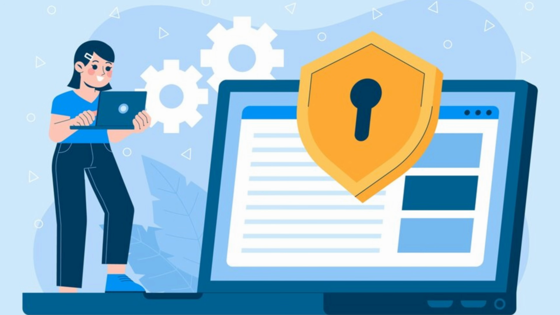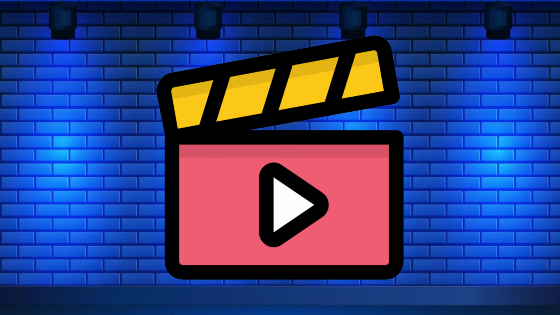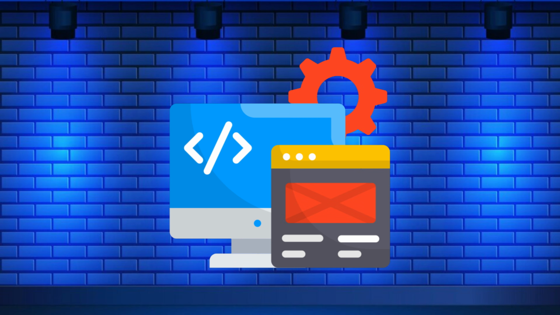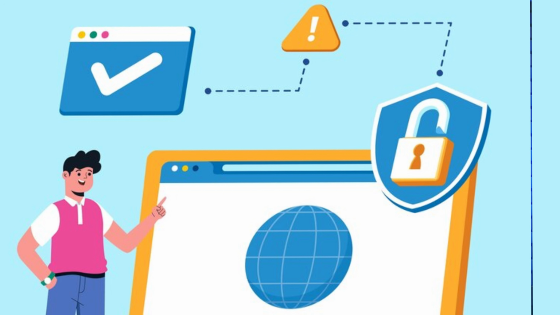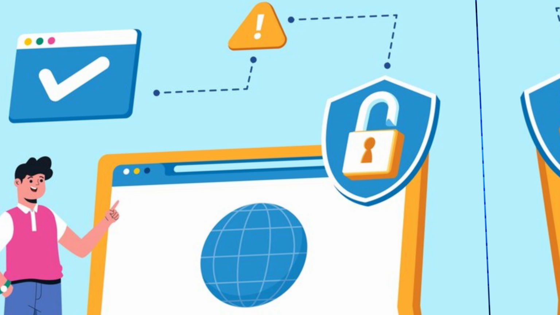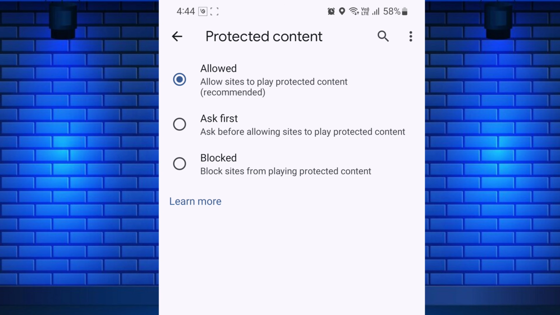DRM stands for Digital Rights Management. It's a technology used to control access to and use of digital media like movies, music, eBooks, software, and games. It encrypts the content and manages who can access and use it. Protected content in Google Chrome restricts who can access and use the content, aiming to prevent unauthorized copying or distribution.